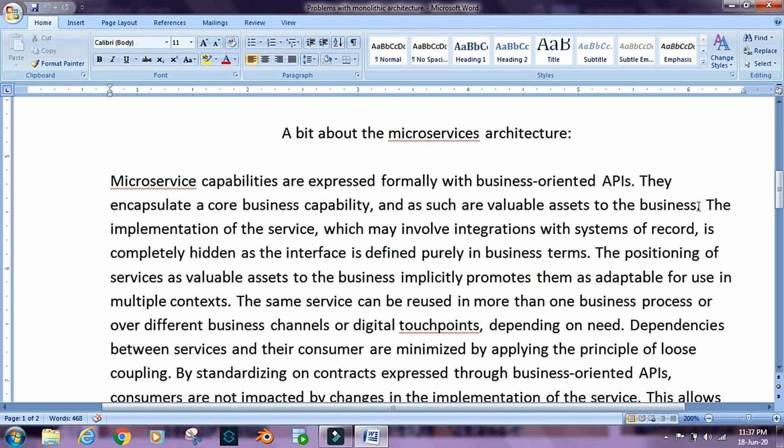or the whole application. So as we had a huge chunk of different components tied together into one place in a monolithic system, this is exactly the opposite of what we are doing. We have individual components, or autonomous components, coming together to build a single system or a single unit or a single application, right? And the implementation of the service, which may involve integrations with system of record, is completely hidden as the interface is defined purely in business terms.